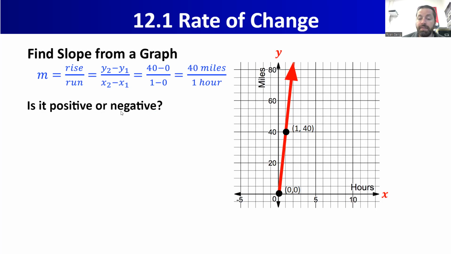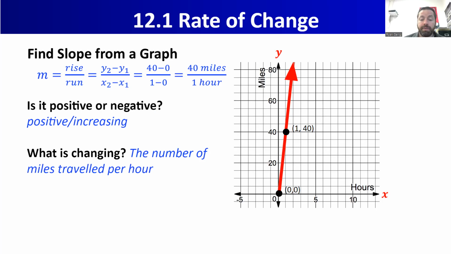Is it positive or negative rate of change? Well, it's going uphill, right? So it's a positive rate of change. It's increasing. So what is changing? Well, the number of miles traveled per hour is what's changing. So if you're driving this fast, after 1 hour, you will have traveled 40 miles. After 2 hours, you will have traveled 80 miles.